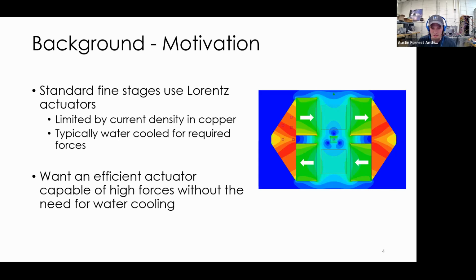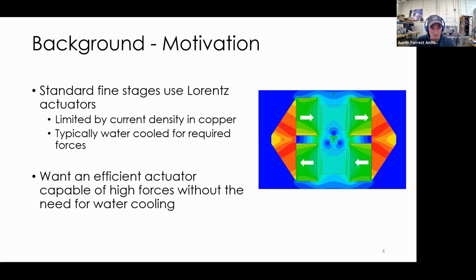Most of those levitated stages use Lorentz actuators, which we've talked about some in this class. This diagram would be the copper coil that you'd run current through, and then you have magnets creating a magnetic field. So just I cross B gives you your force. They're useful in that they have linear performance, so they're easy to control. But we've talked about in this class also that they have a fundamental limit on the force they can produce, which is based on the current you can run through the coils before the coils melt, essentially.